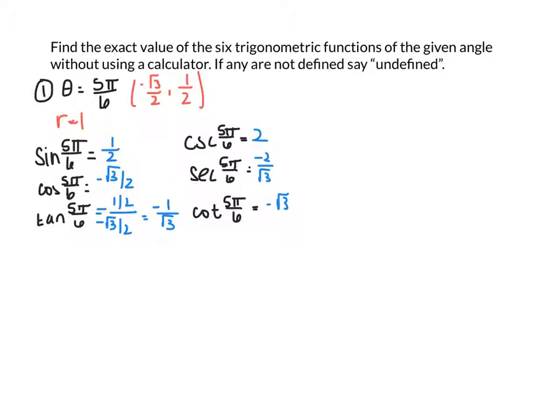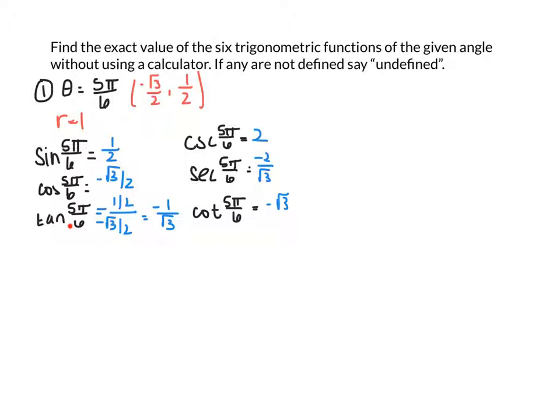So given all this information, sine is y over r. Since r is 1, it's just going to be your y-coordinate, which is 1/2. Cosine of 5 pi over 6 is x over r. Again, r is 1, so it's just going to be your x-coordinate of negative root 3 over 2.